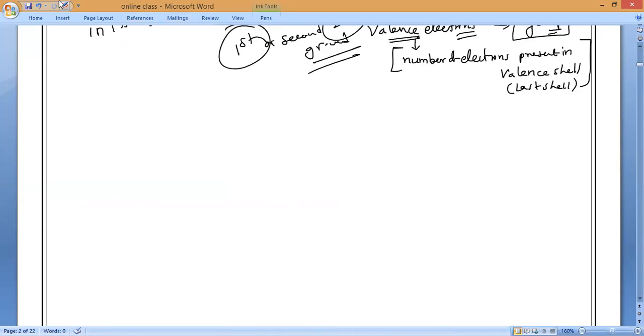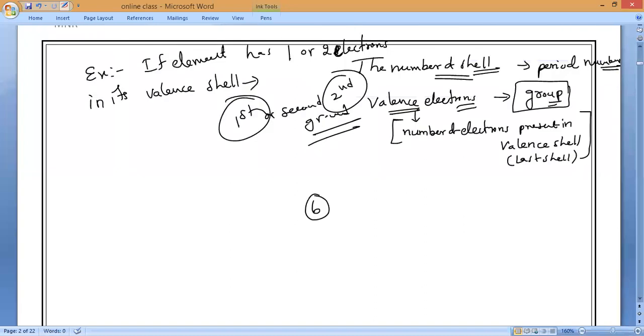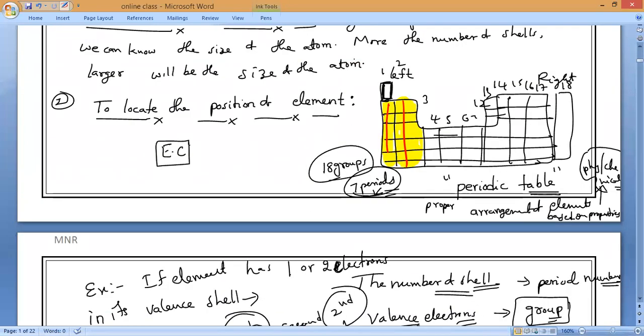Now, for example, suppose valence electrons are 6. Then it will come in group 16. All of you remember that. If valence electrons are 7, it will come in group 17. If valence electrons are 8, what gases are they? I already told you: they are noble gases, or we can say unreactive gases. So which column will they come in? Group 18. That is what you have to remember.